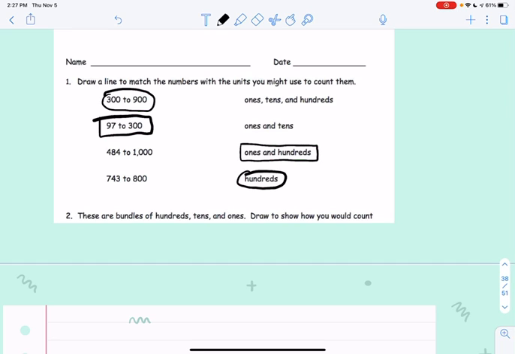Now 484, we need ones, that gets us to 490. We need tens, that gets us to 500. We need hundreds, which gets us to 1,000. I'm going to draw a trapezoid for this one. So we need all of them.